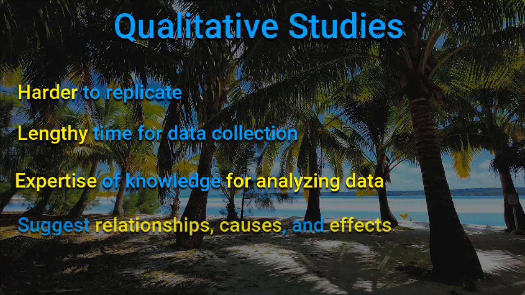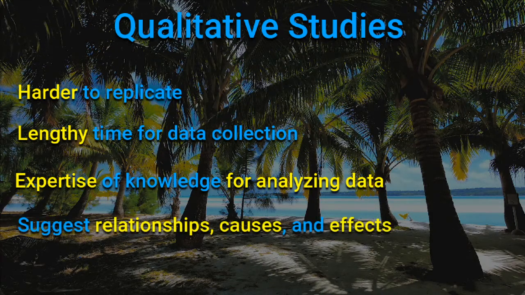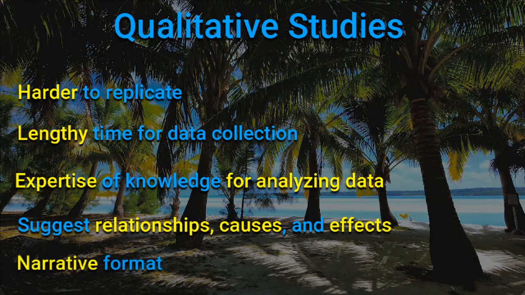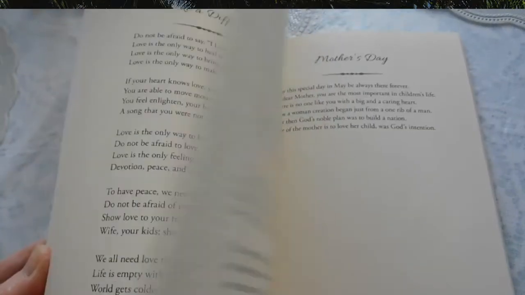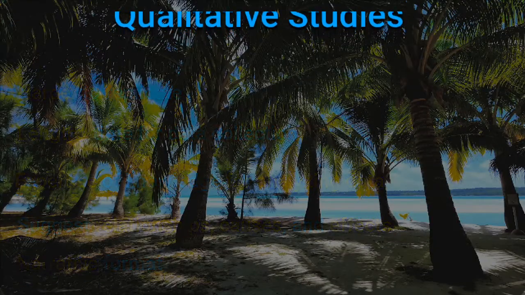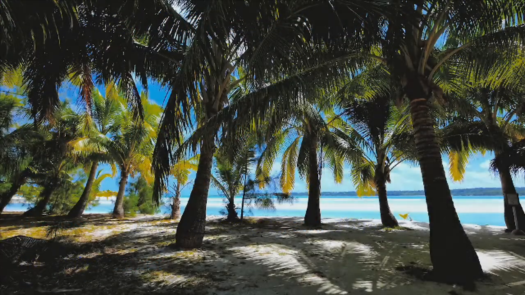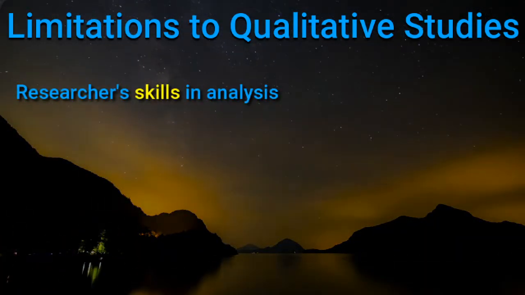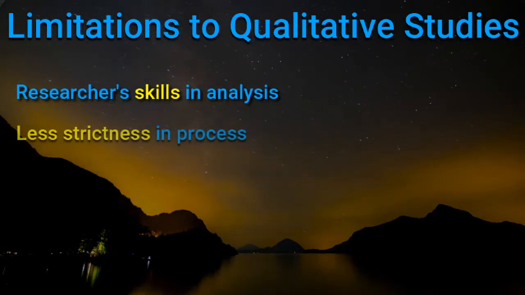These types of studies are capable of suggesting relationships, causes, effects, and dynamic processes. These are usually displayed in a narrative format, as compared to quantitative studies being more numerical. Limitations for qualitative studies may include, but are not limited to, heavily depending on the researcher's skills in analysis, which gives them a bias. They're not as rigorous of a process as quantitative studies.